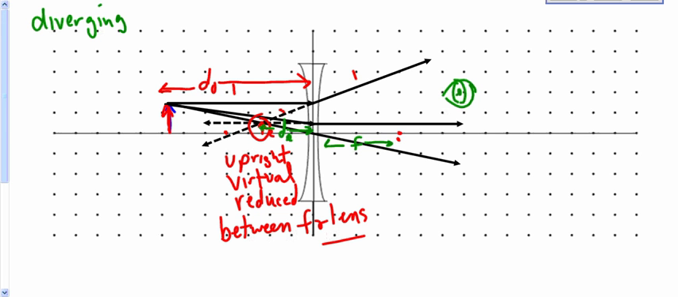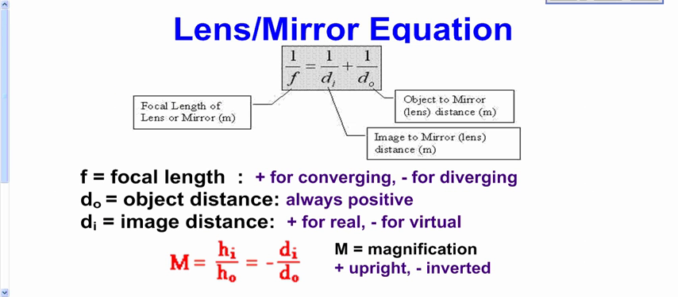So if I know those three, or any combination of two of those three lengths, the distance from the object to the mirror, the distance from the image to the mirror or lens, and the distance of the focal point, the focal length, then I can plug and chug in what's called the lens or mirror equation, which says 1 over the focal length equals 1 over the image distance plus 1 over the object distance.